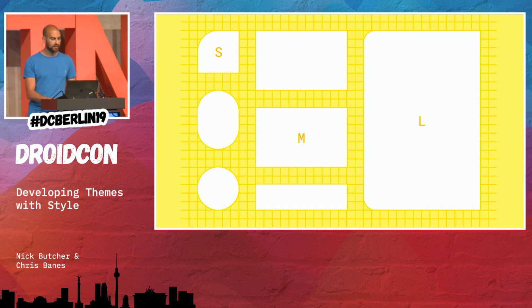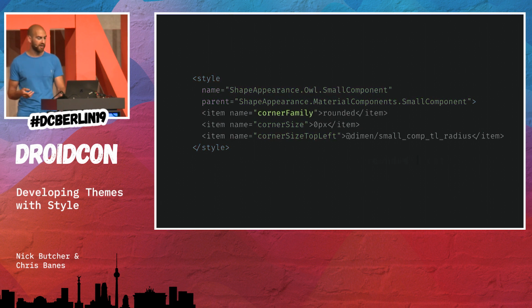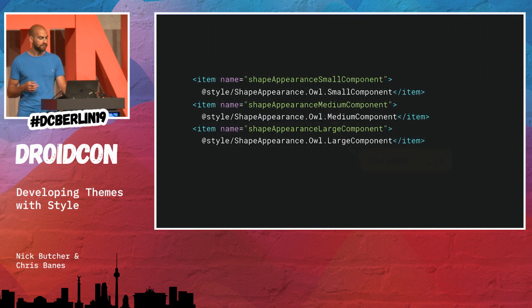Then there's a whole shape system. It's awesome. You should use it. Basically it introduces the idea of a shape appearance, which is a bit like a text appearance, in that it defines shapes as a family, so either rounded or cut, and a radius. And you then provide those using three different values for small, medium, and large components. So for things like chips, we use the small one. For things like bottom sheets, we use the large appearance.